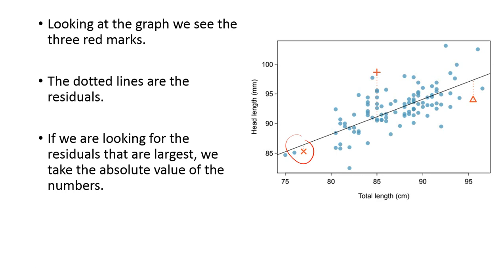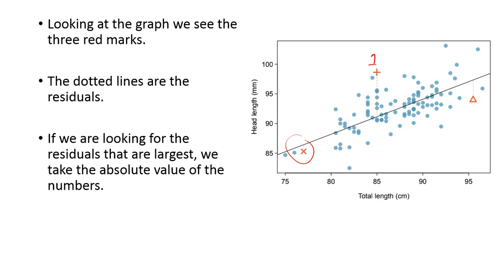If we want to talk about which residual is the largest, we want to make sure we take the absolute value of this. So if we were to rank these from largest residual to smallest residual, the largest residual would be this one, the cross, or the T. Okay, that would be our largest one.